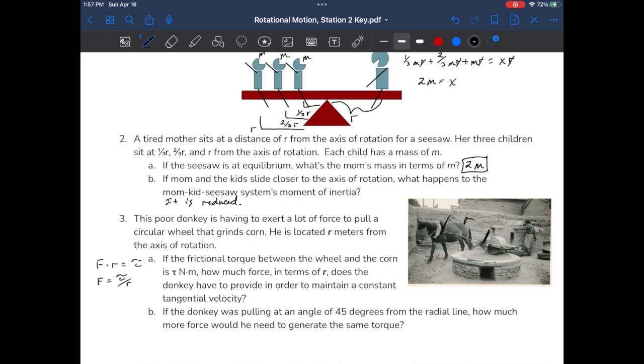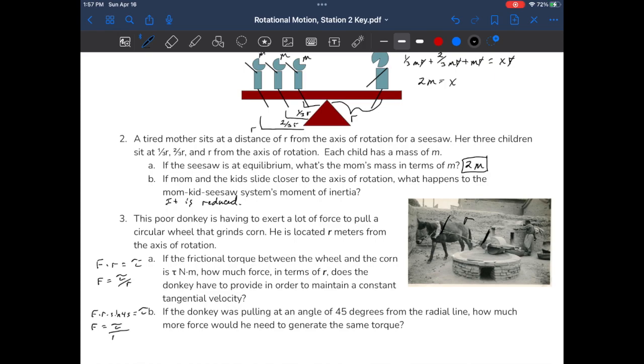If the donkey was pulling at 45 degrees from the radial line, how much force would he need to generate the same torque? Well, here we're just going to say force times R times the sine of 45 has to equal the torque. And we're just going to divide R and the sine of 45 to the other side. I'm just keeping it simple. So the force is going to be the torque of the corn divided by R times sine of 45.